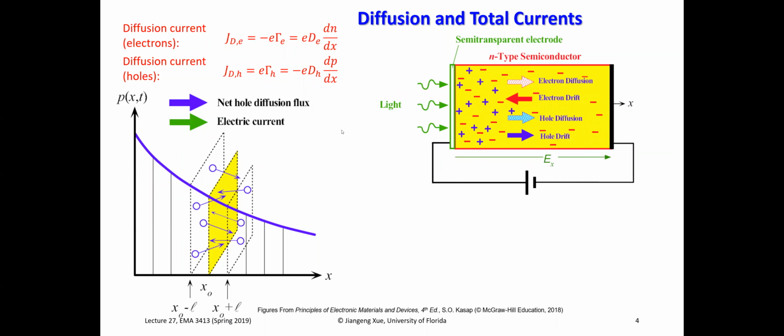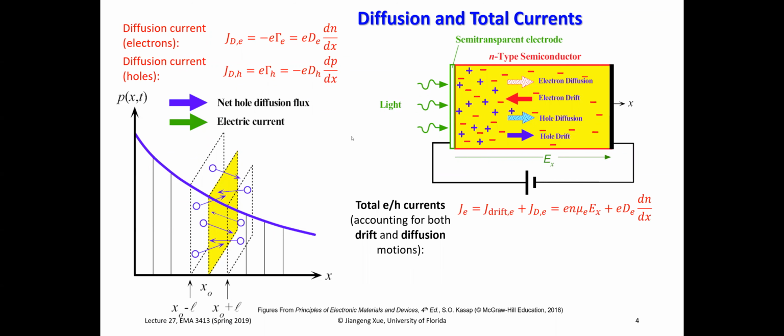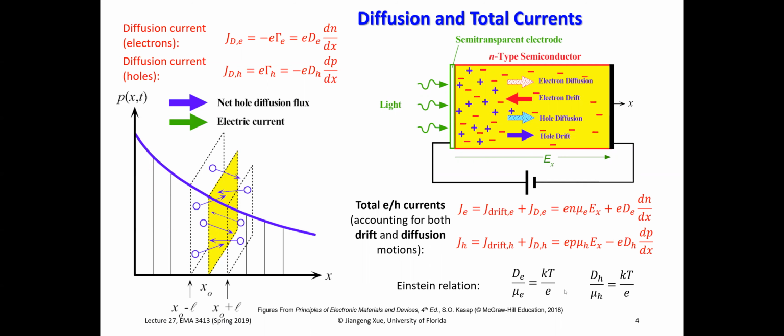And these diffusion currents will be added on top of the drift current that we already discussed earlier, that give you a total current for both electrons and holes. And remember, there is also the Einstein relationship relating the diffusion coefficient, or diffusivity, of the electrons to the corresponding mobilities, and similarly for holes.